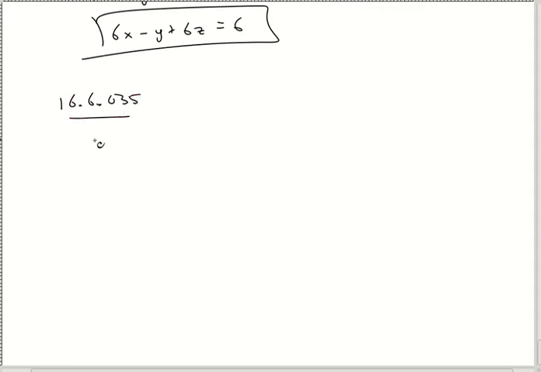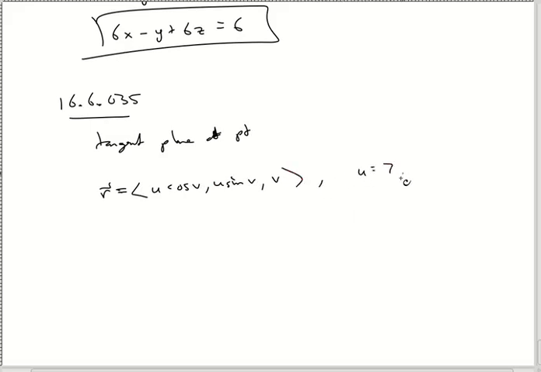166035. So again, they want the tangent plane at a point. Okay. So they give me my surface, which is u cosine v, u sine v, v, and we've seen that before. And they say they want it at u equals 7 and v equals pi over 3. So they want the tangent plane at that particular point.